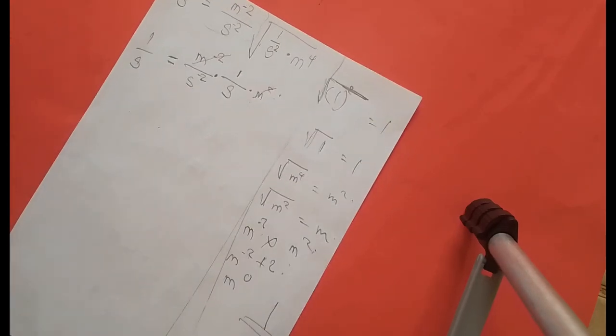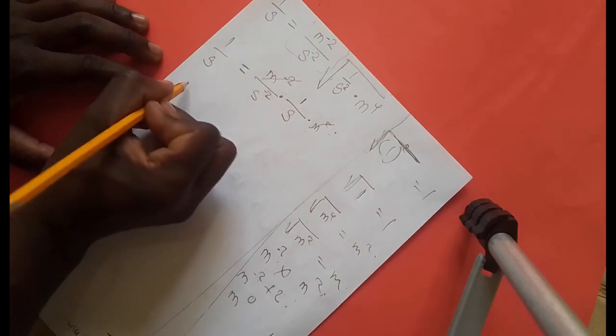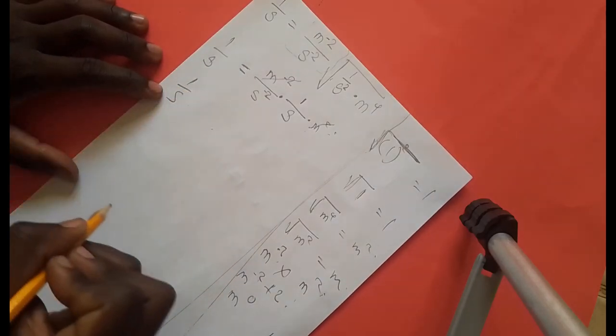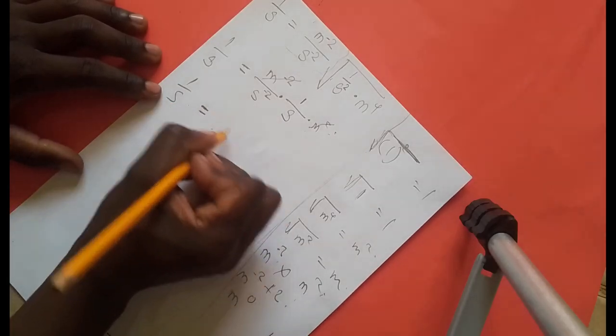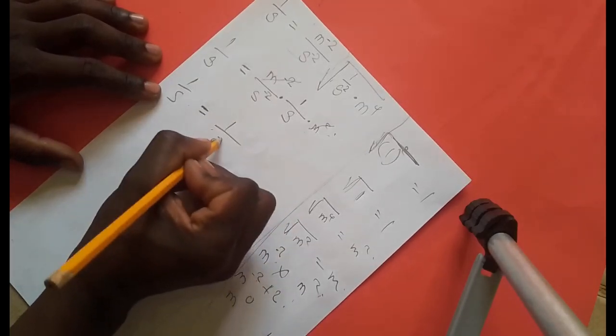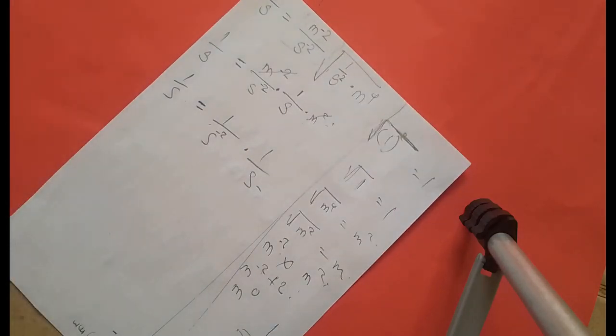Therefore, we are now going deeper. We are simplifying further. Therefore, 1 over s is equal to 1 over s to the power negative 2 multiplied by 1 over s. Okay.